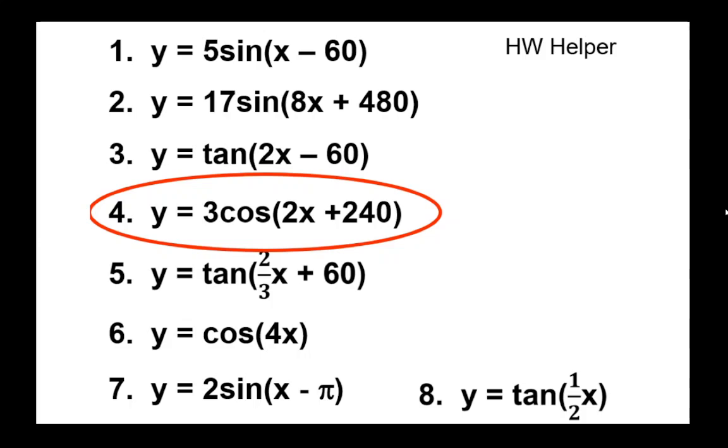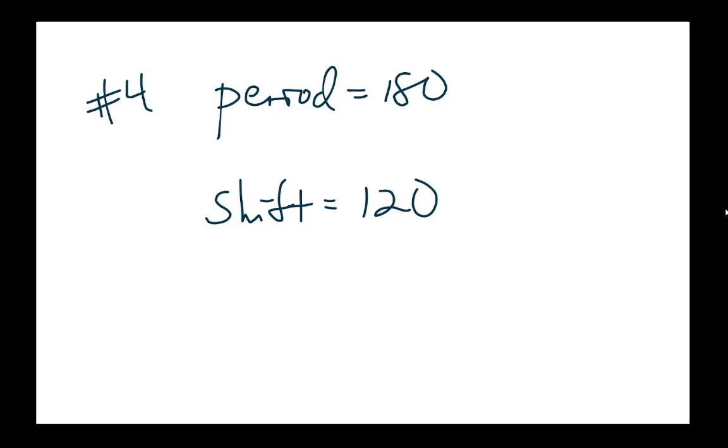If you got that equation correct, great. I still would like to follow up on it quickly, not knowing if you got it or not. Remember, number 4, the period was 180 and the shift was 120. There was also an amplitude, but that's pretty easy to get.